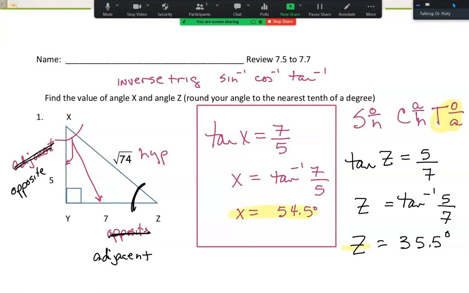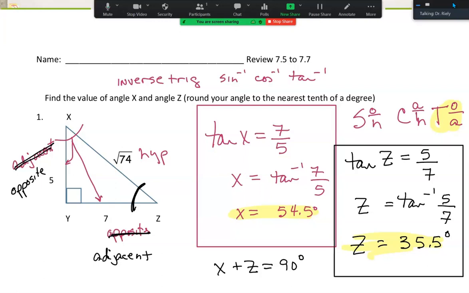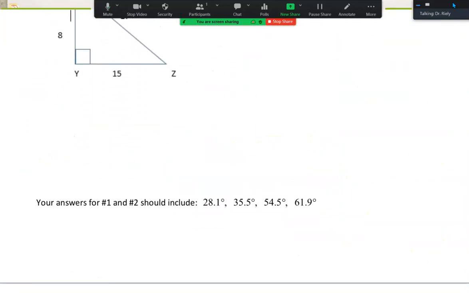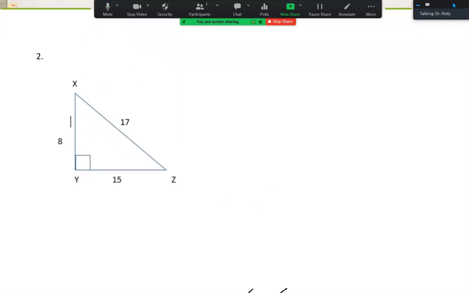Remember, you want to have your degree symbol whenever you are solving for an angle. Okay, here's one, here's the other. And what you should notice is that if you were to add X plus Z, you will get 90 degrees because those two angles are supplementary. Okay, so let me just put this in a little box. So this is the second one. Put this in a little box. Okay, so we've got those two done. And now we can also check our answer down here. Okay, we just got 54.5. That checks. And we got 35.5. That checks. Okay, let's do the next one.